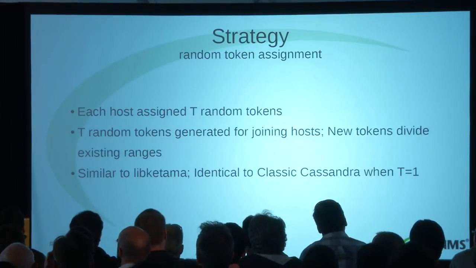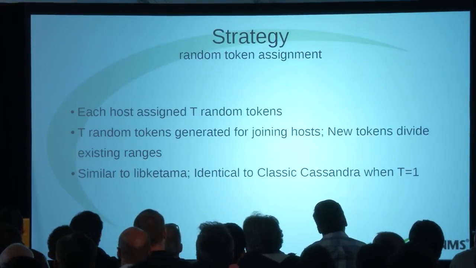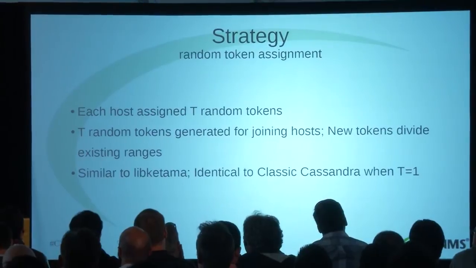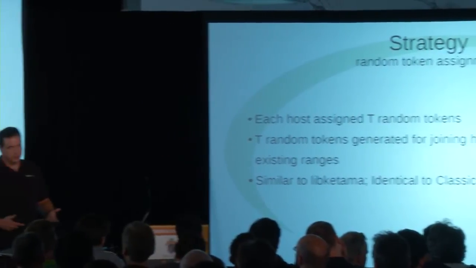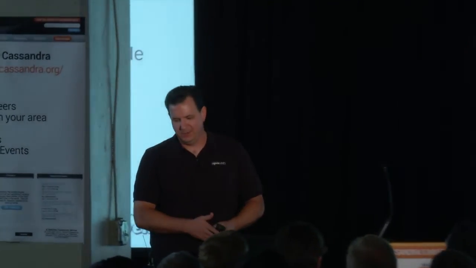And finally, we have random token assignment. And for random token assignment, each host is assigned randomly generated tokens, the constant here being the number of tokens per node. So when we add a new node to the cluster, we randomly generate T new tokens. And since the key space is finite, every randomly generated token lands within an existing interval, and that corresponding data is copied off to the new node. This is similar to how libketama works, if you're familiar with the library for distribution on memcache. And really, it's kind of a generalization of Cassandra when you think about T being equal to 1.